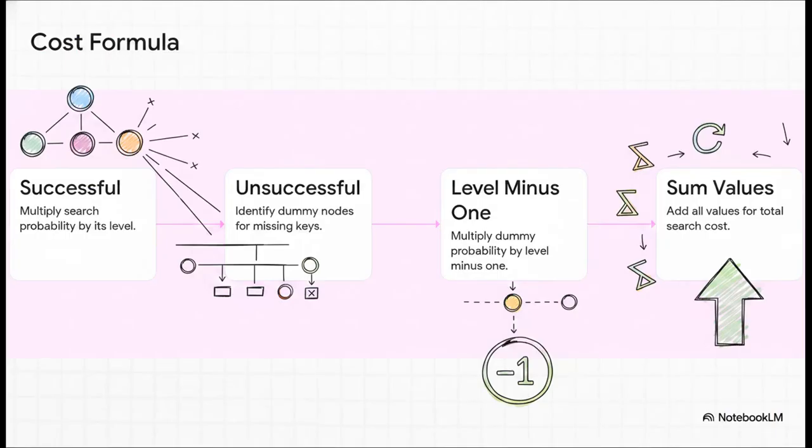Now that we have that retail analogy in our heads, we have to mathematically calculate the true cost of operating our database store. So how do we run the numbers? First, for successful searches, you multiply the probability by its level. Level 1 takes one comparison, level 2 takes two, and so on. But, and this is absolutely crucial, for unsuccessful searches, those dummy nodes actually stop one level earlier. Because we terminate the search the exact moment we hit a dead end, we don't actually do a comparison on the dummy node itself. So we multiply their probability by their level minus 1. Finally, we just sum up all those values to find our total search cost.